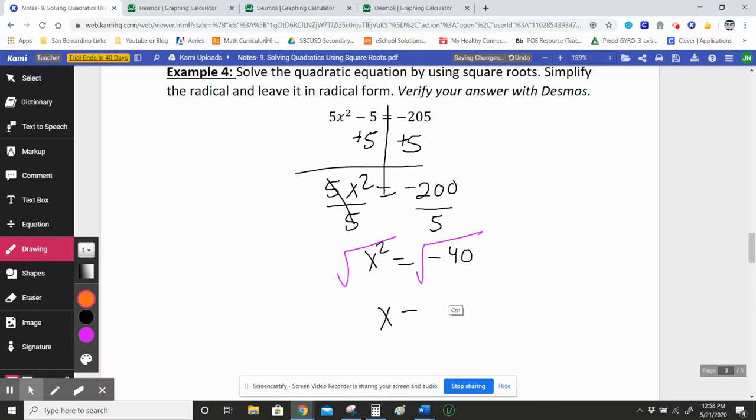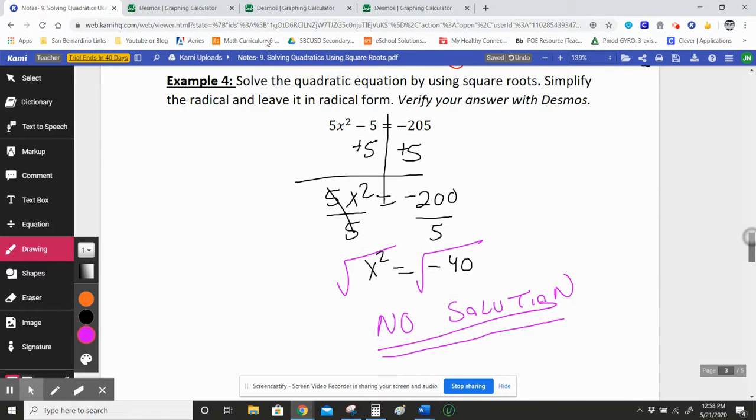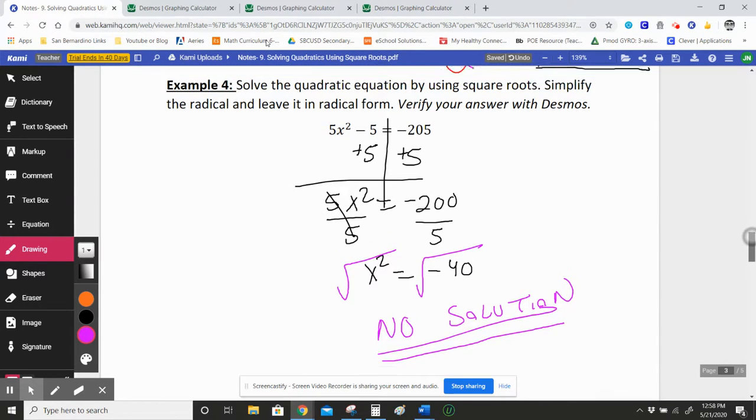So in actuality, we're actually done here. This is an example of no solution. You cannot solve this because you cannot take the square root of a negative number. So it makes it easier for us. We don't have any extra work to do. However, I still want you to verify this with Desmos. So let's verify this with Desmos to see what that means.